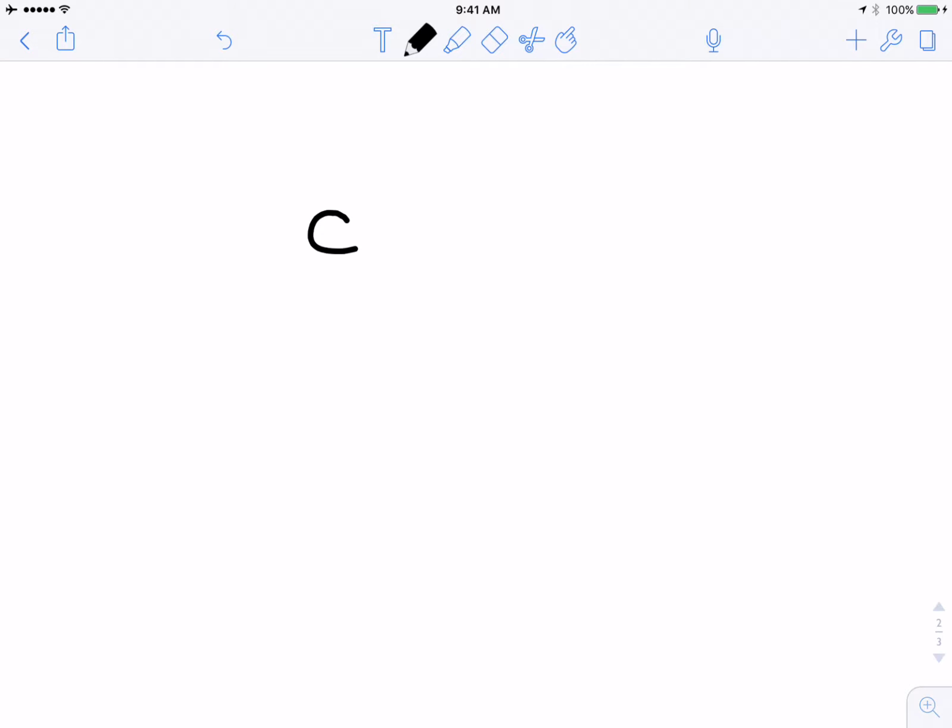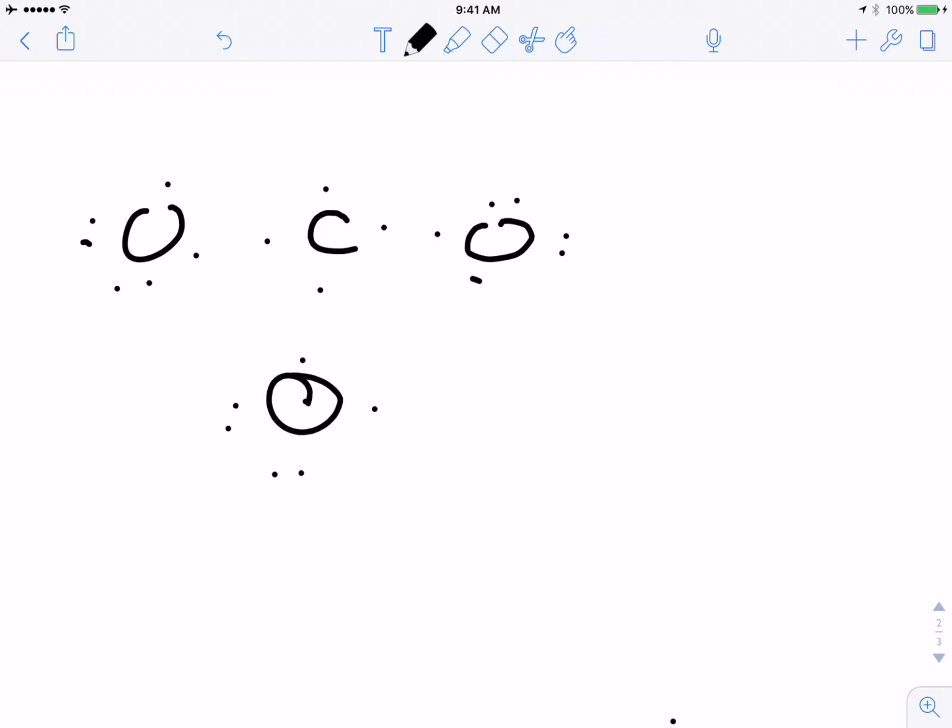So if we have C, we know it has 4 valence electrons. We know oxygen has 6 in that pattern. Here we go. So first thing I need to do is make, here's all my extra electrons. I'm going to put a couple up here. These are my extras. I'll make them little triangles.